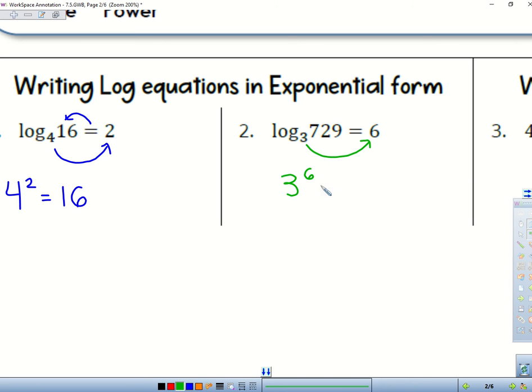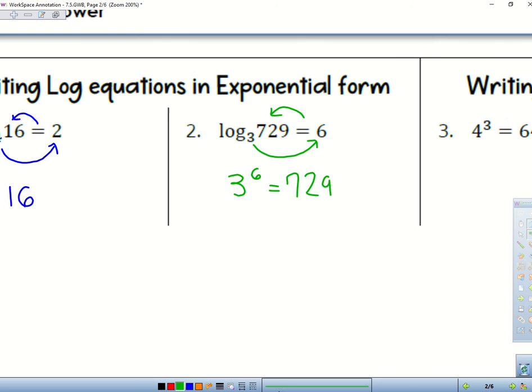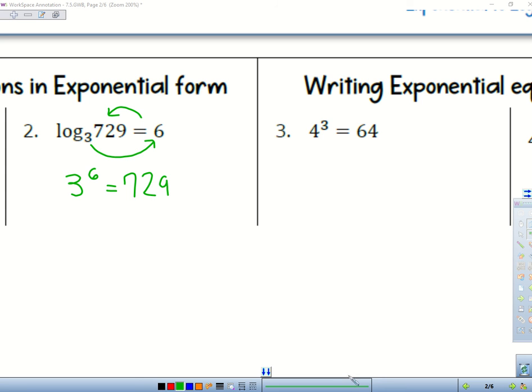3 to the 6th power is equal to 729. Okay. So that's how you go from one form to the other. Now, we're going to try going the other way around. All right, so now that you've seen a few examples, this is going to be log of what? Base what? 4 of 64. Good, is equal to 3.